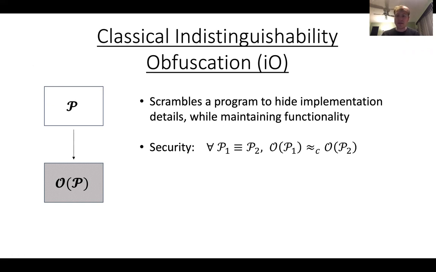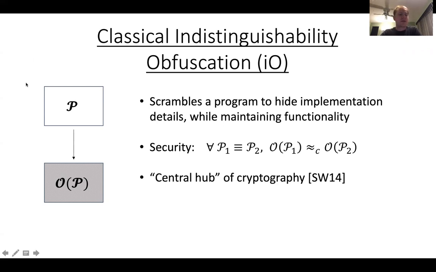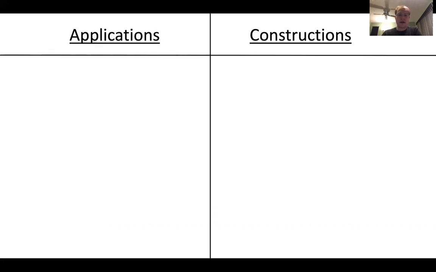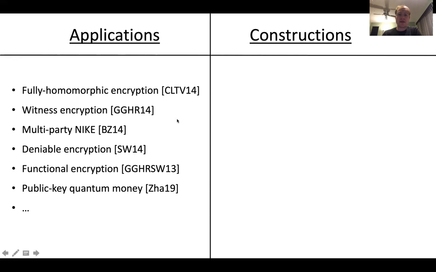The security of IO says that for any two programs, P1 and P2, that compute the same functionality, their obfuscations should be computationally indistinguishable. This notion has been extremely well studied over the past decade in the world of classical cryptography, and it's even been dubbed a central hub of cryptography because of all of its applications. We can quickly see the sheer number of applications that obfuscation or IO has in the classical setting, including fully homomorphic encryption, witness encryption, multi-party non-interactive key exchange, and the list goes on and on.